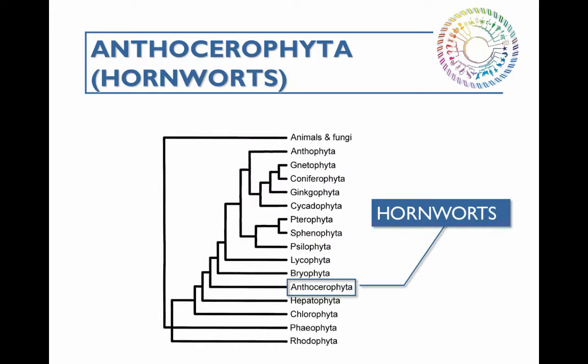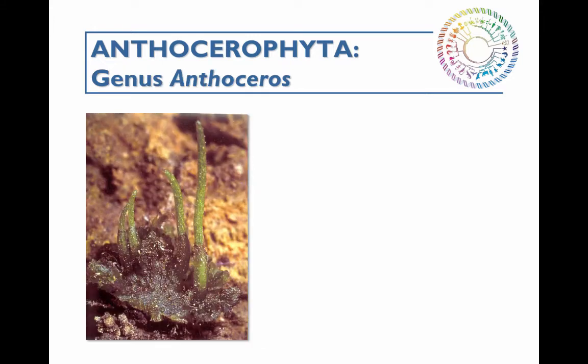So what I want to do in today's lecture is to talk about the other two groups of non-vascular plant, beginning with the anthocerophyta. Now, the Anthocerophyta in English are known as hornworts. And this word wort is an Old English word meaning plant. So these are literally horned plants. And they've got that name because of the appearance of the plant.